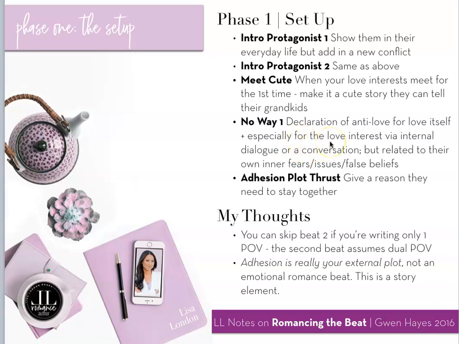And they then go on to declare two things. One, they don't like love or falling in love, and they for sure are not going to fall in love with this particular person they've just been introduced to. And it could be an internal dialogue, or they could actually say it out loud to somebody in a conversation. And then this right here, I thought this was interesting because this is actually not an emotional thing at all. This is actually a plot device. It's called the adhesion plot thrust, and you need to give them a reason to stay together.